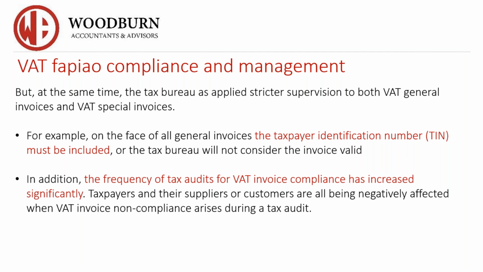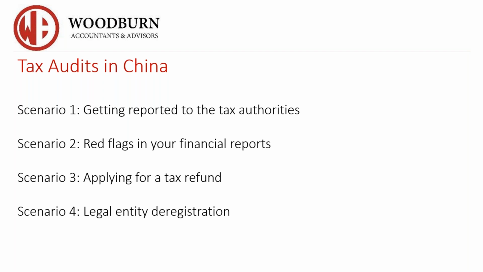And this is why I've added that into today's presentation as well, to look at tax audits and how you can actually be tax audited. So let's take a look at that now. Ultimately, there are 4 scenarios in terms of tax audits. The first scenario is getting reported to the tax authorities. The second is red flags in your financial reports. The third is applying for a tax refund or tax exemption. And the fourth one, which has always occurred, is a legal entity deregistration, whether that's a rep office deregistration or a limited company liquidation, okay?